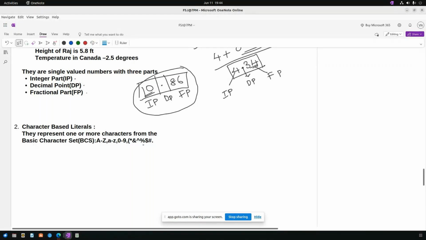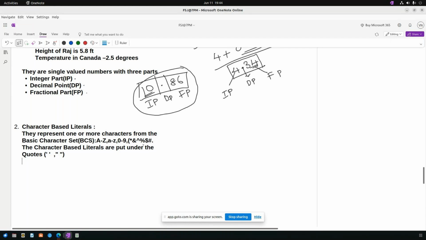And the next more important thing is that character-based literals are put under quotes. So what are the quotes? You have single quote and you have double quote. So what is the speciality? We will try and understand.